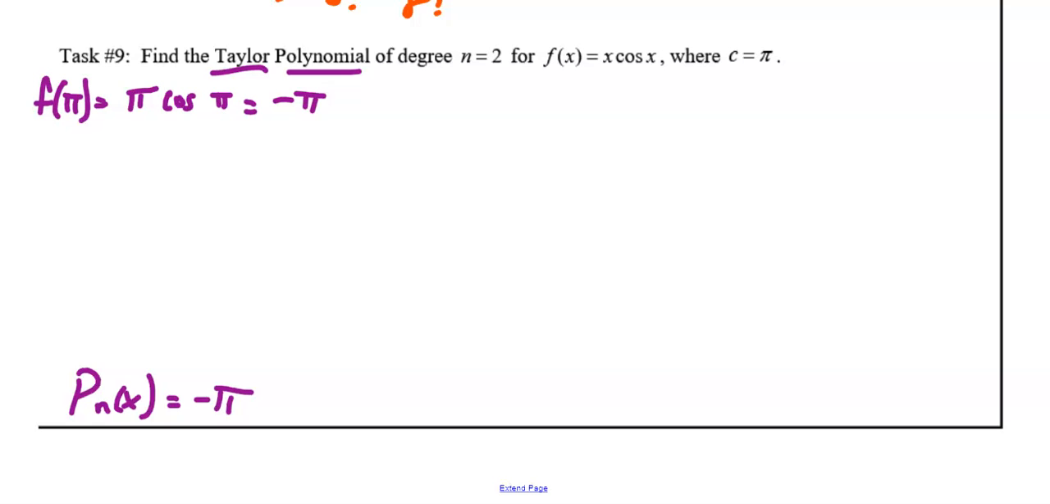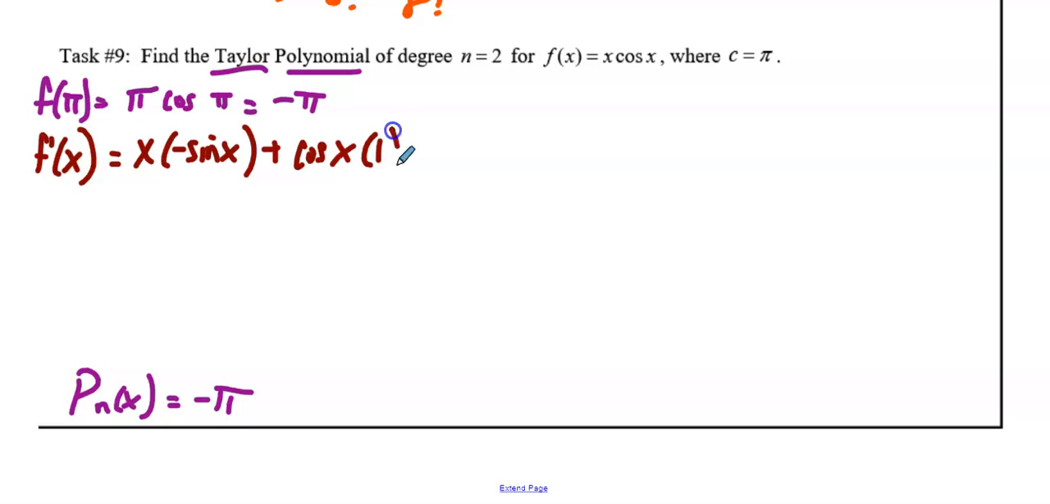Now the next thing we need to do is we have to find the derivative. We have to find what f prime is. Well, we got to figure out what the derivative is first. Well, yes, we have to use the product rule. Right? We have to use the product rule here. So we're going to do the first times the derivative of the second plus the second times the derivative of the first. And so we're going to plug in pi to this. So we get pi times negative sine of pi plus cosine of pi.